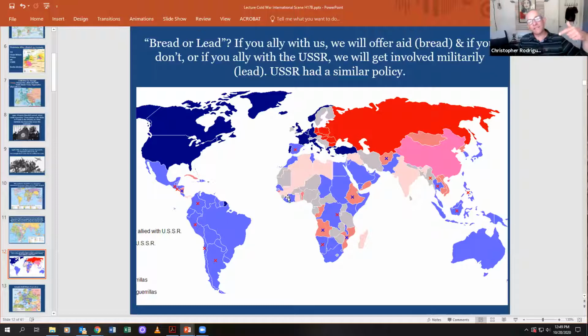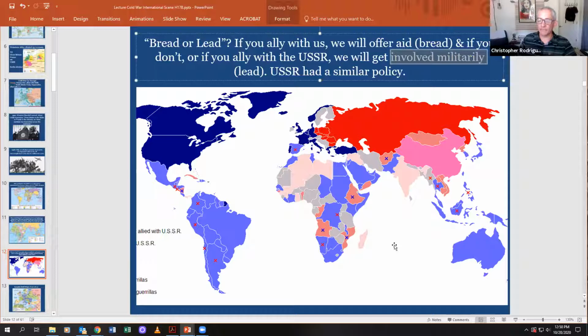If you ally with us, we will offer you aid. We will recognize you as a country, and diplomatically, comes with a lot of trade benefits, and we'll help you develop as a country. If you don't ally with the United States, or even worse, if you ally with the USSR, we will get involved militarily. This is why at the same time that, for example, the US AID program came out, or various other international development programs came out, the Green Berets were invented. We'll look more at the invention of the Green Berets when we talk about Vietnam and the Kennedy administration later.